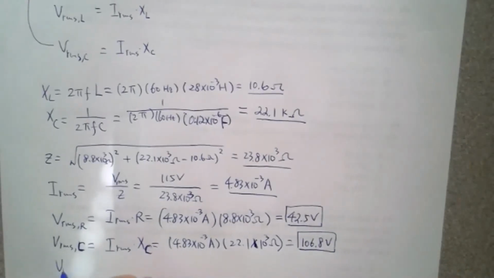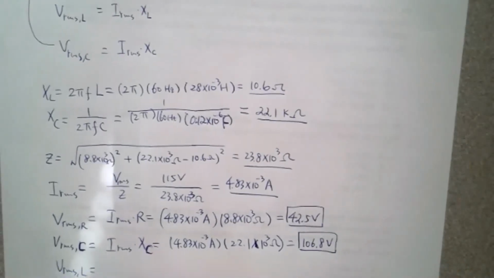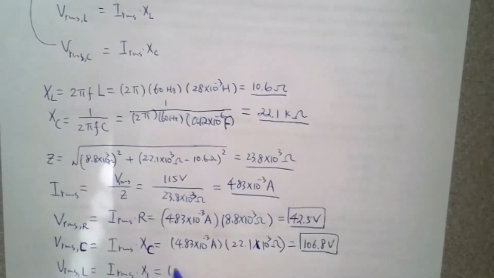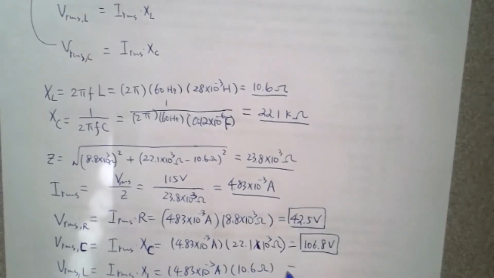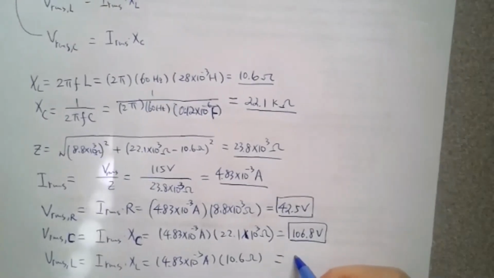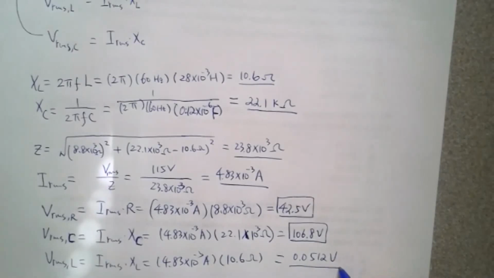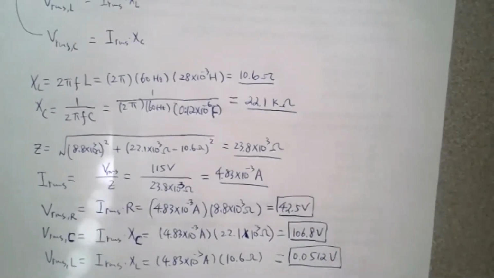On the L, IRMS times XL, so 10.6 ohms on that. That will give you 0.0512 volts.